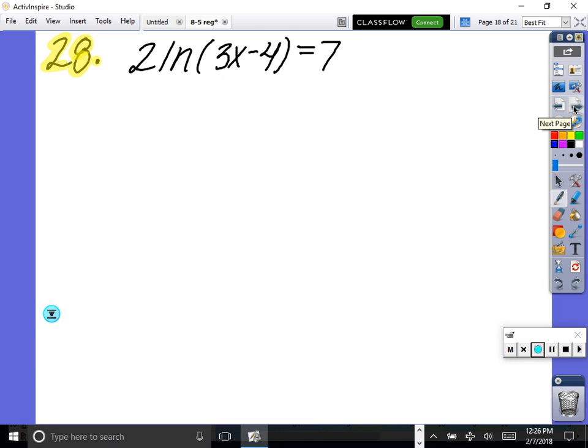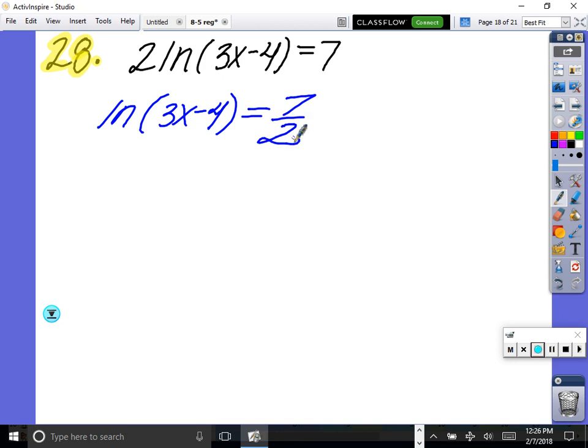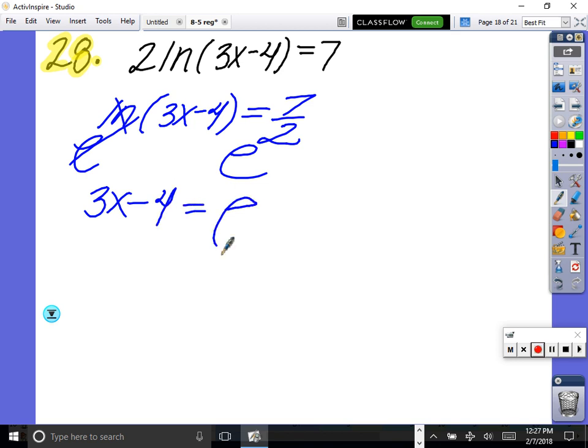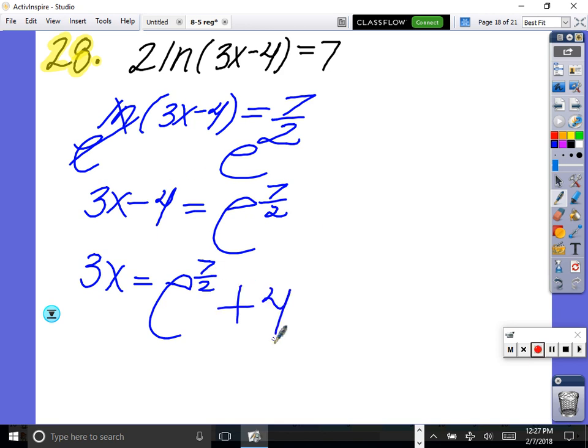Here we go. Number 28. What should I do? So we have ln of 3x minus 4 trapped inside is equal to 7/2. Now, we divide it by 2. E both sides. So 3x minus 4 equals e to the 7/2. Now what? Good. 3x equals e to the 7/2, and then we're adding 4. And then our pretty answer would be divide by 3, right? So we go off to the side and say x is equal to e to the 7/2, then we have plus 4, and then we divided by 3.